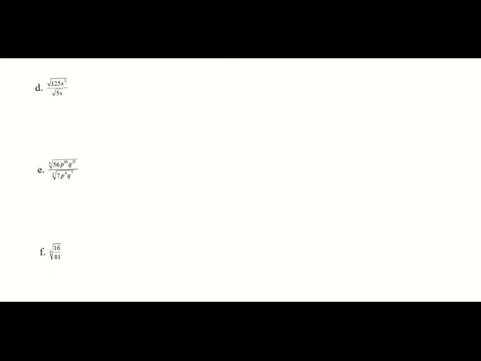All right, now we're going to look at some of our division problems. And we are going to start off. So for the first one, if you look at it, we have the square root of 125x cubed divided by the square root of 5x. But right now, they're not perfect squares, so I really can't do anything with it.